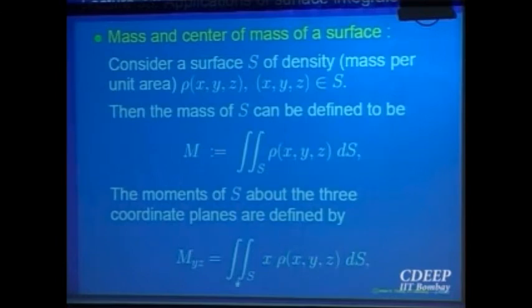Total moment is given by this integral. And if you want to find the center of gravity, the x coordinate, it is the moment around that plane divided by the total mass, the same expression we did for line integrals. So what is the center of gravity? It is the point where you can assume the whole mass of the body to lie.